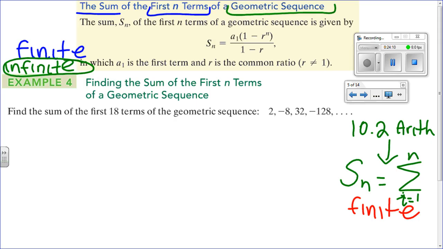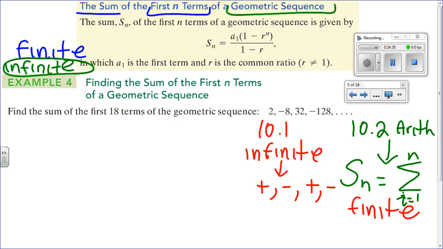However, other sequences that we cover a little bit in 10.1 could still be added if they're infinite, because that will be the case when you have alternating signs, because those don't grow to infinity. And remember I told you you're going to see this in calculus 2? Some of you might not get there or have to take it, but if you do, that is actually very important. Okay, so moving on, let's go back to geometric, what we should be learning right now.